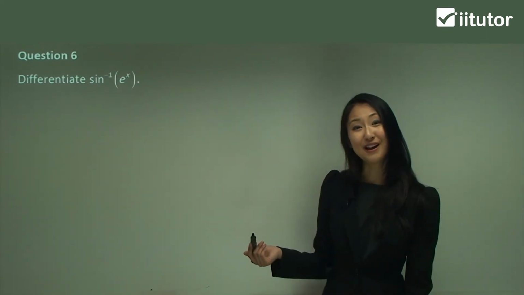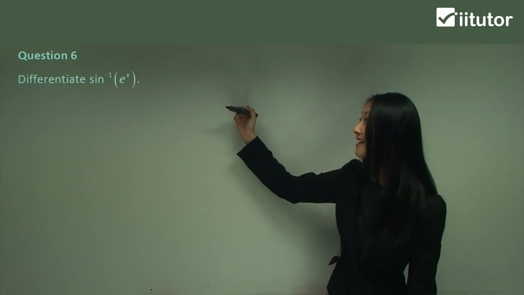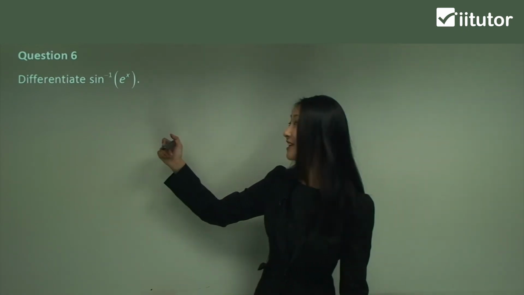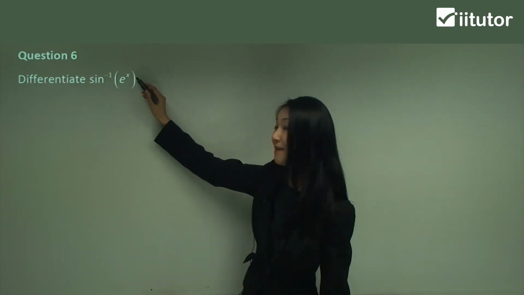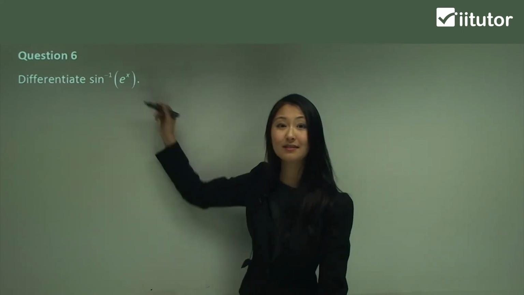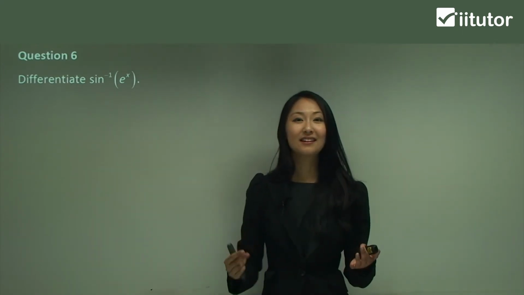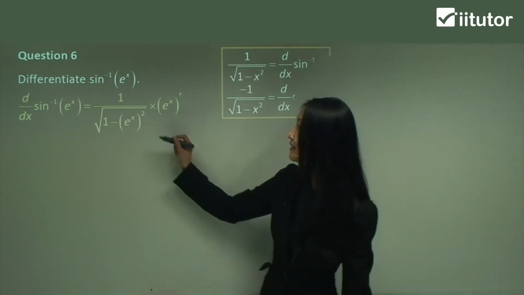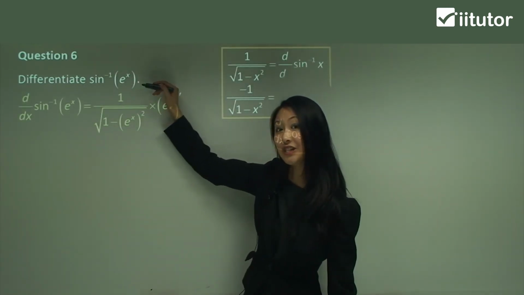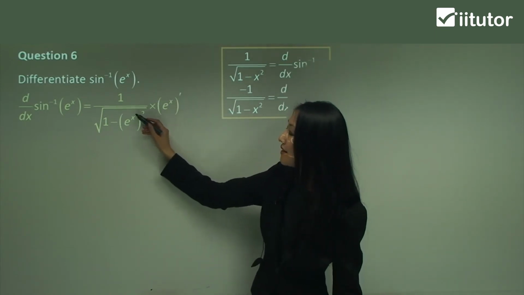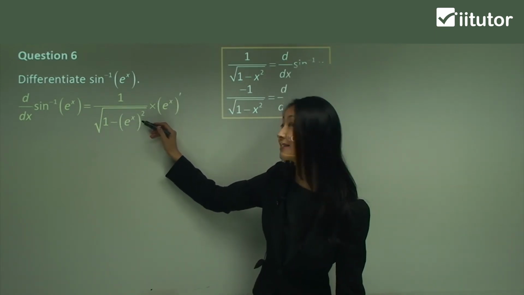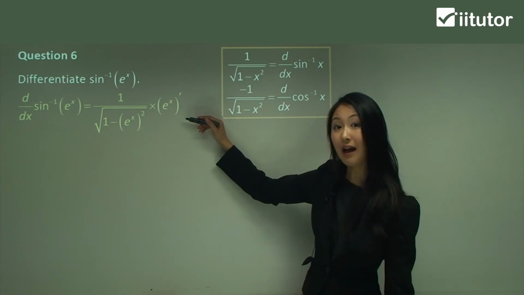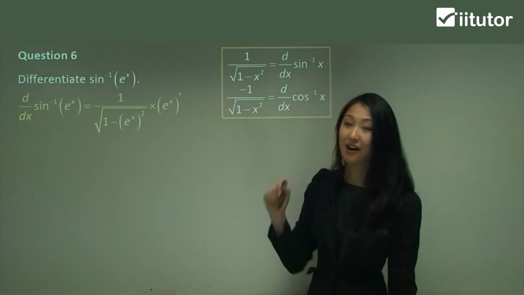Okay, well, what about working with e to the power of x? So here we want to differentiate inverse sine of e to the power of x. So because this isn't just x, we got to think, good, chain rule. Okay, firstly, let's find out the differentiation of the inverse sine. So instead of x, we have e to the power of x. Now, multiply by the derivative of e to the power of x.